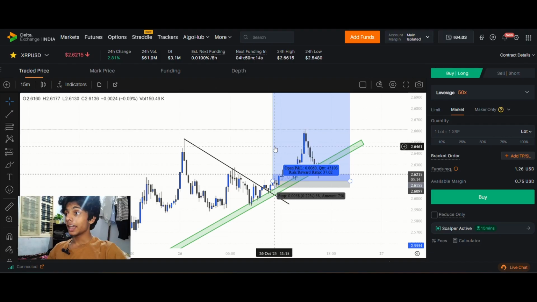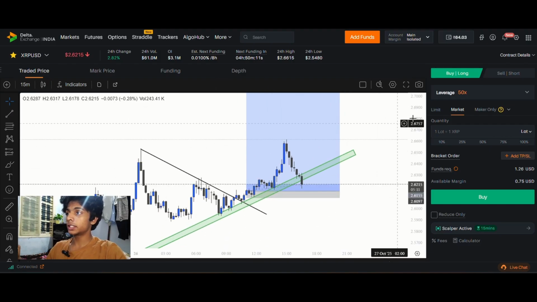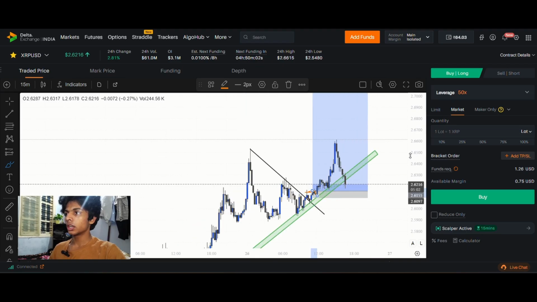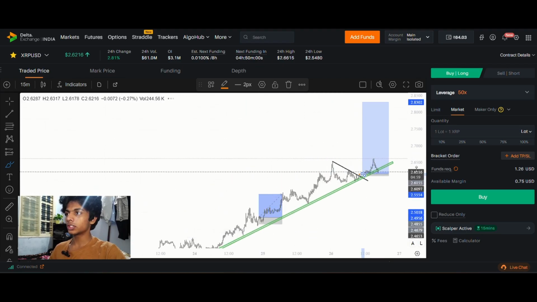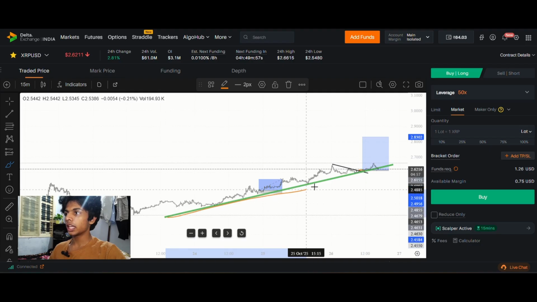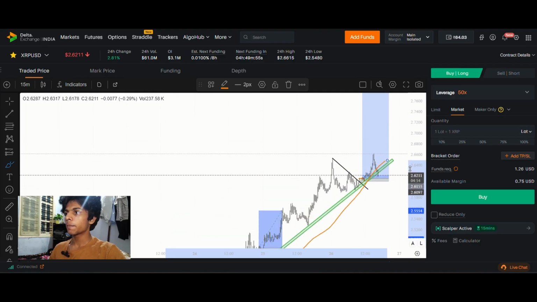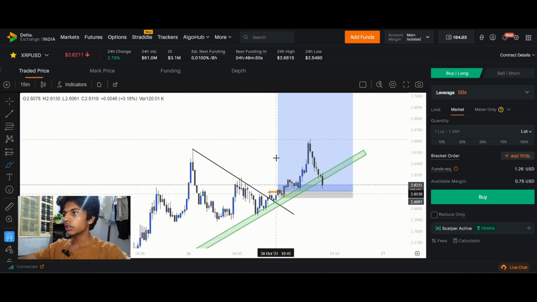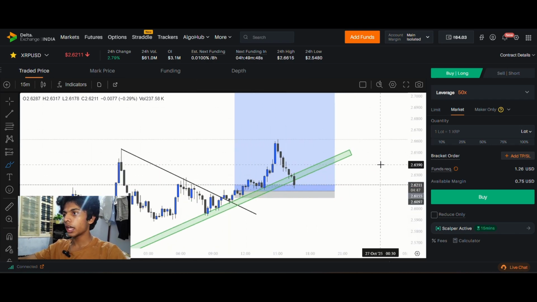Trade update, guys. As you can see, we entered this trade on XRP USD, and the trade took us out at break even. I entered the trade because of this break of this trend line over here, as you can see, and my take profit was set on the top. And if you see here, we drew a beautiful support zone, and the price went up from that support zone.